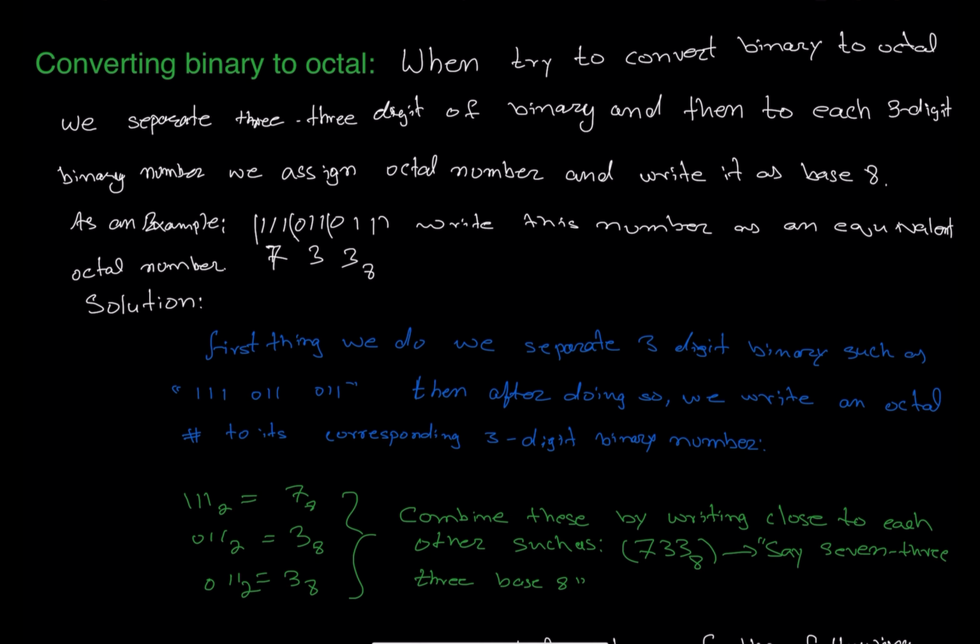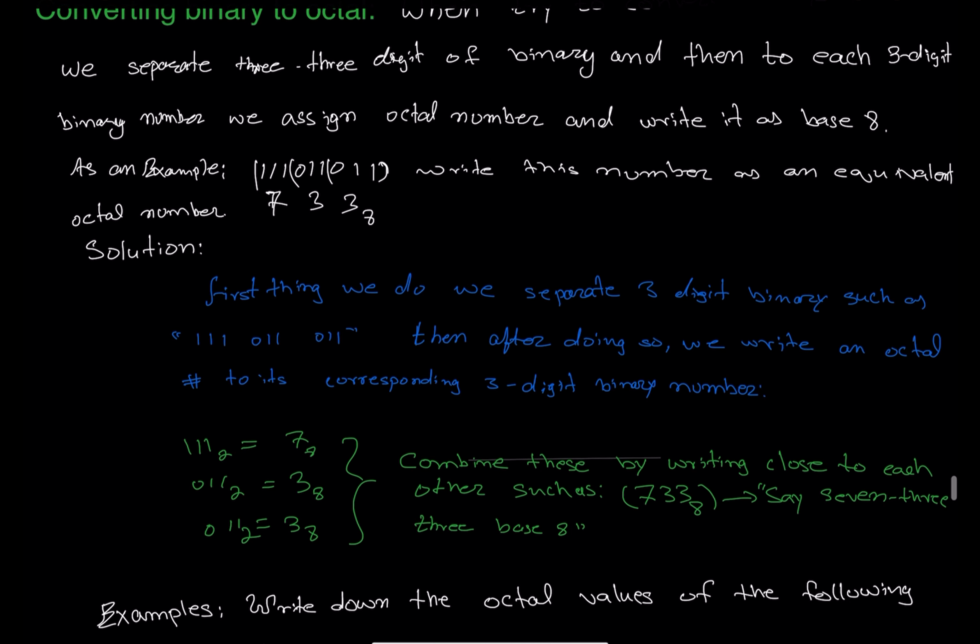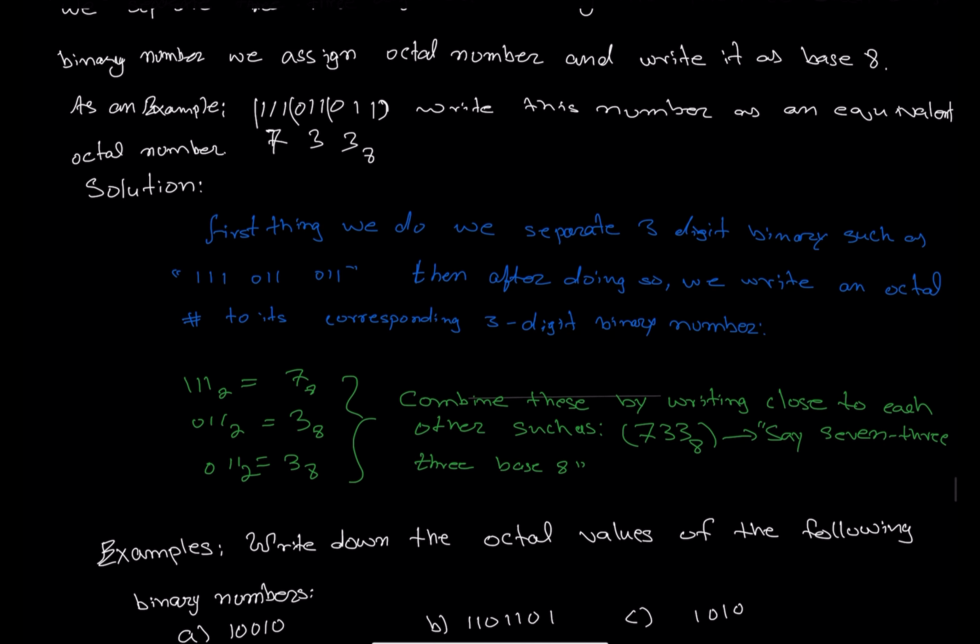So 111 011 011. It says write these numbers as the equivalent octal numbers. We already did that there, but we will just try to explain it here. First thing we do, we separate the binary into 3 digits, such as these numbers. This should be a quotation, I guess. I don't want to confuse you guys.